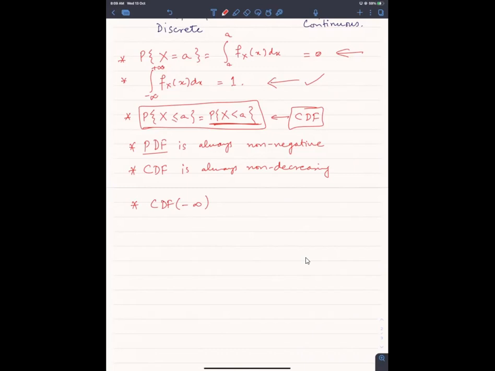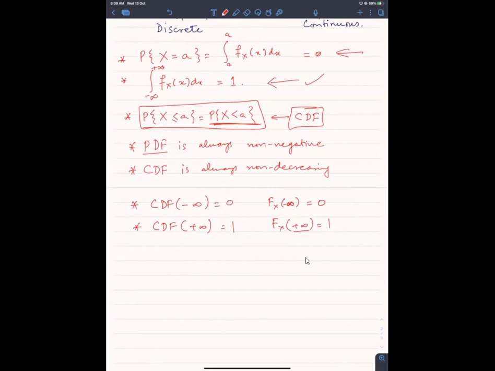Answers in the chat window. This should be 0. CDF at this capital Fx of minus infinity should be 0. Similarly, CDF of plus infinity is equal to, answers in the chat window, 1, or Fx of plus infinity is equal to 1. And the random variable always takes a value less than equal to infinity. Always does that. So 100% probability.